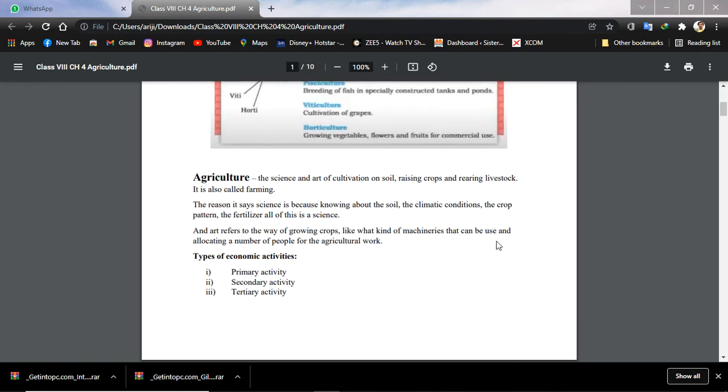At first, you have to know the definition of agriculture: the science and art of cultivation of soil, raising crops and rearing of livestock. It is also called farming.